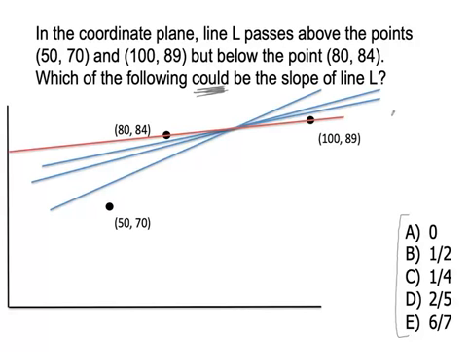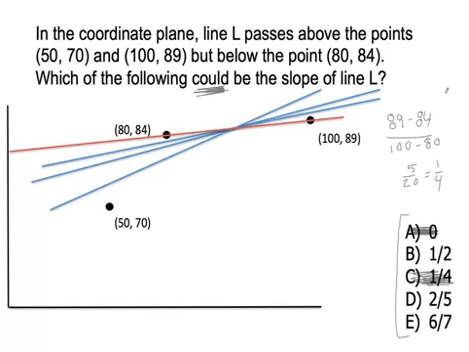Looks like it's 89 minus 84, I'm just doing rise over run here, or y2 minus y1 over x2 minus x1, over 100 minus 80. And that gives me 5 over 20, which is 1/4. Okay, so 1/4 is too small of a slope. It violates the condition. But if 1/4 is too small, then certainly 0 is too small. Can't have a line with a slope of 0 that does this.